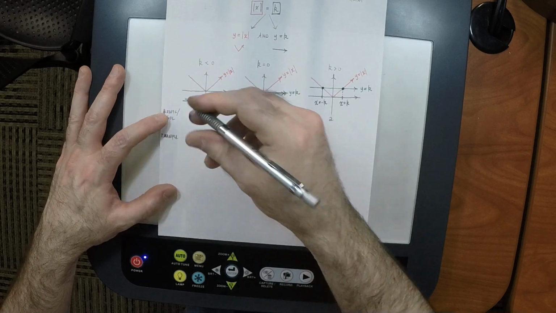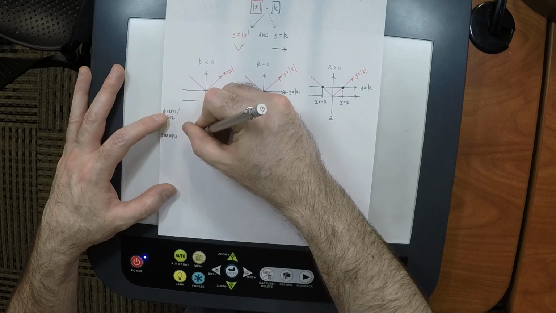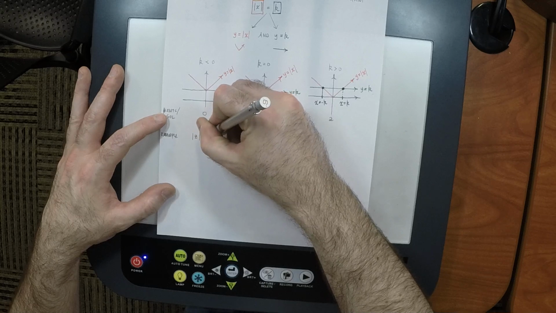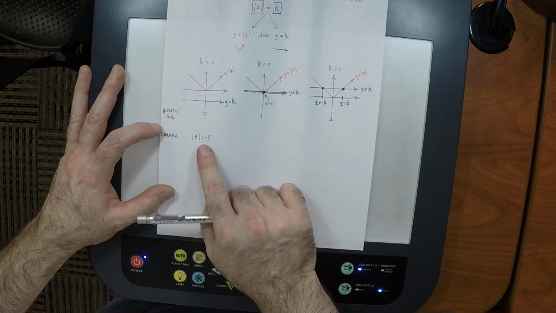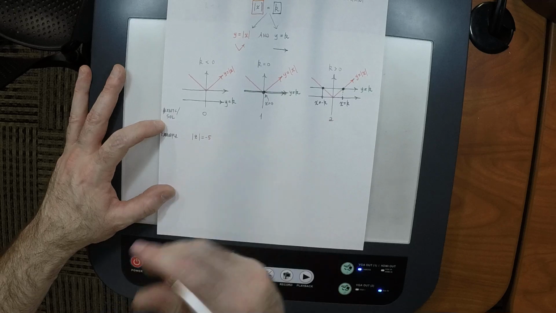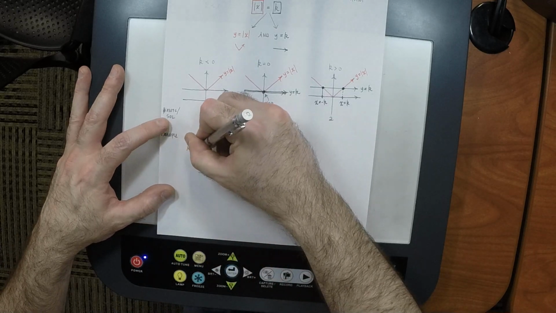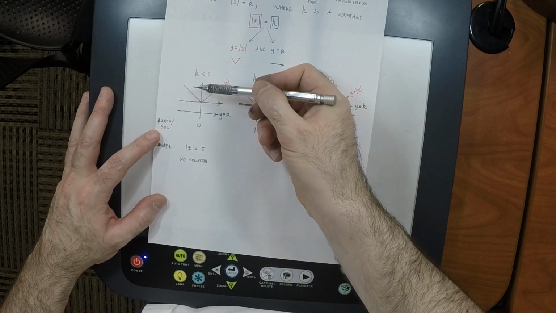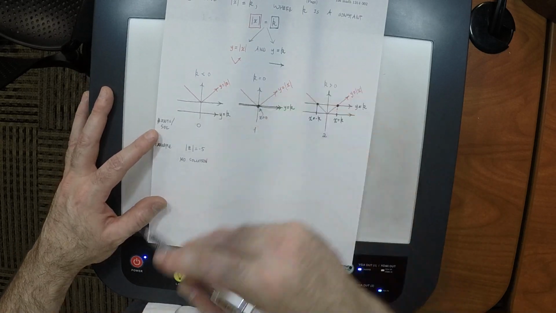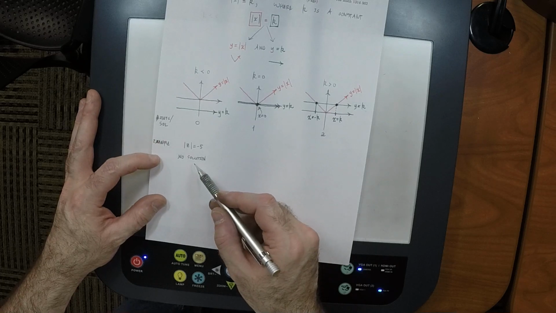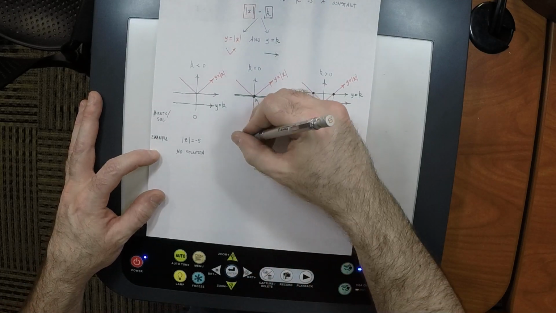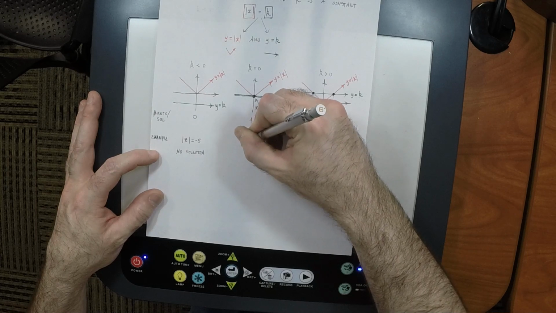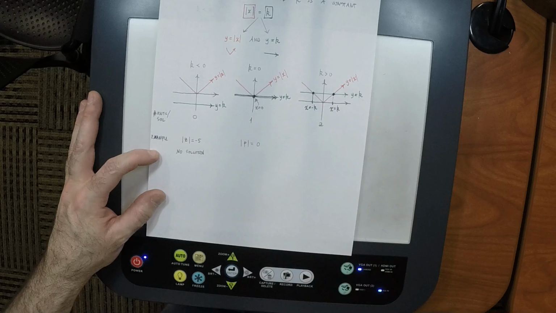Could be something like, please solve, like we did on the previous page, absolute value of z is -5. So what's the correct response to that? No solution. Because you're asking something like, how many times do the red and the green intersect? No times. Here, an example of this one would be something like the absolute value of p is equal to 0.